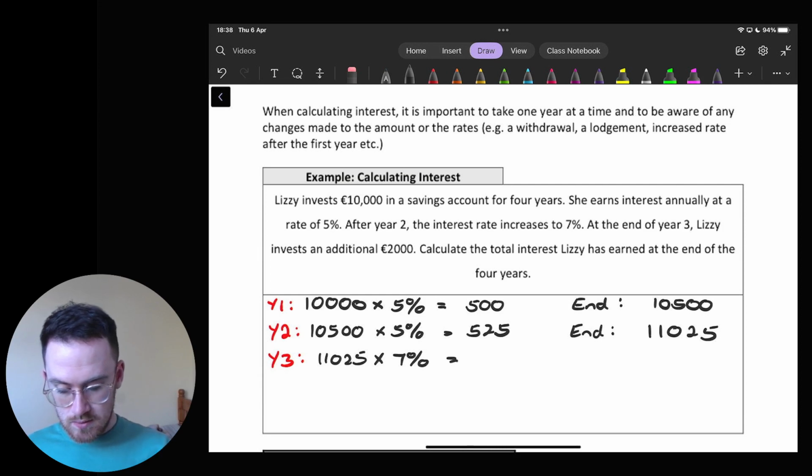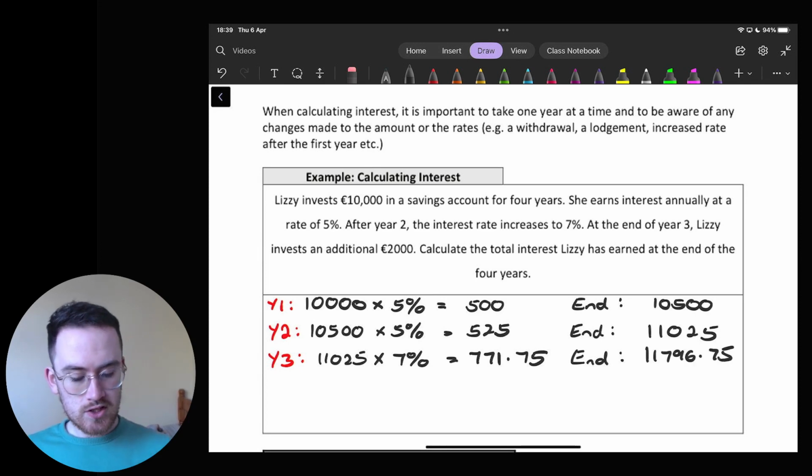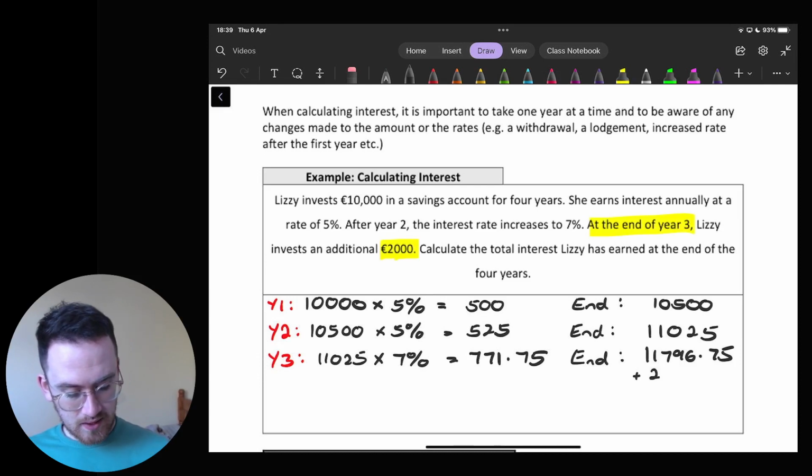This is what I'm talking about, noting the changes that happen from year to year. You see how we're laying everything out nice and methodically, and keeping it straightforward the entire time. At the end of that year, I have €11,796.75. Now, in the question, we're told at the end of year 3, she invests an additional 2,000. So we have to add that 2,000 on to what I have at the end of that year, and that's going to take me into the next year.